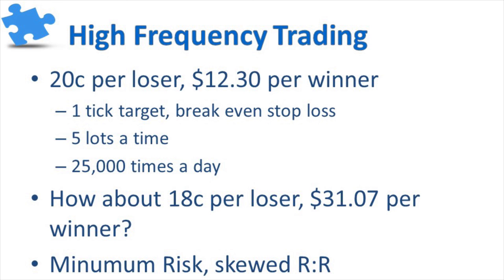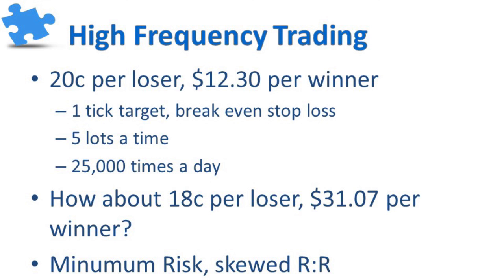Now, how many times if you did this would you need to be right to make good money? Well, if you are wrong 90% of the time, you would still make $130,000 a day. And this is typical of one type of strategy currently employed by HFTs. And like most of their strategies, their focus is on minimal to zero risk and a very, very favorable risk-reward profile.